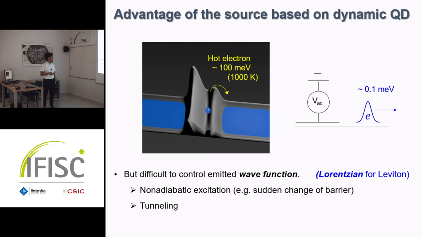But there is also a disadvantage: using this device, it is hard to control the emitted wave function. For other sources like the leviton, it is known that the generated wave function is Lorentzian, determined by the Lorentzian pulse applied to the bias. But in this device, it is difficult to make a simple wave function because, first, there is always a non-analytic excitation when we change the potential barrier density. As I showed you in the example of the flying qubits, there can always be a current oscillation when we induce a sudden change of the potential barrier. And also, when the wave function tunnels through one side of the barrier, the wave function can be changed when it is captured in the quantum dot.